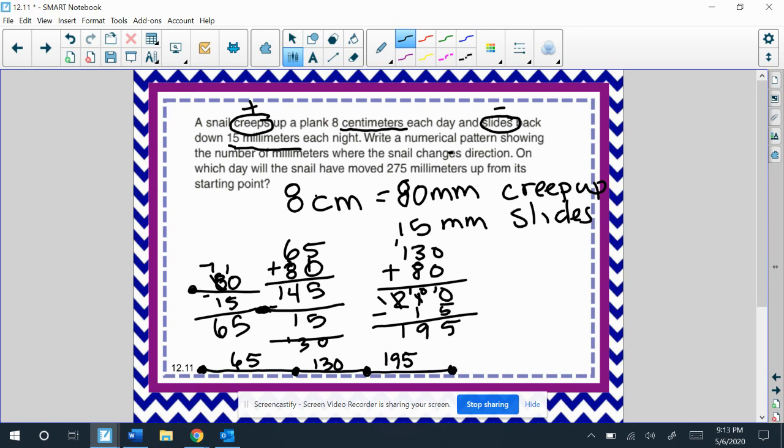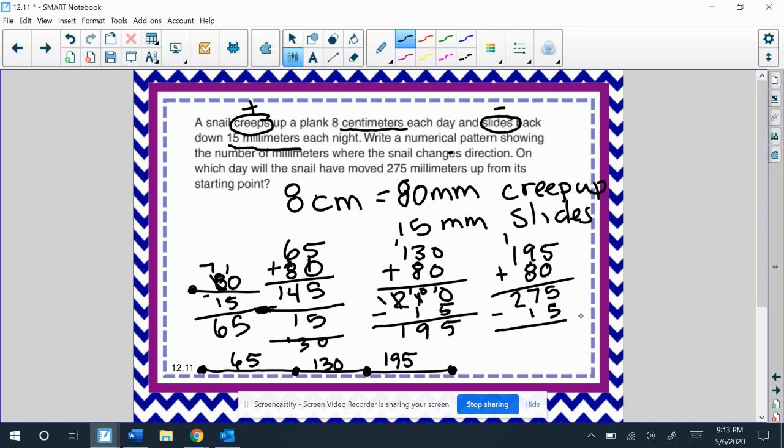Let's do day 4. 195, he creeps up 80 millimeters and slides down 15. Give it a try. Let's see how you did. Creeps up 80, 275. I made it, but he slides down 15.